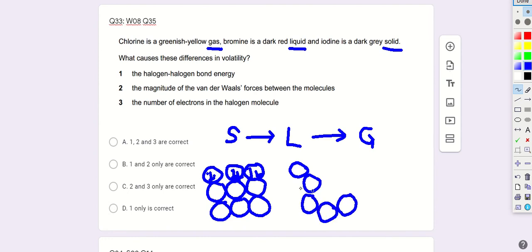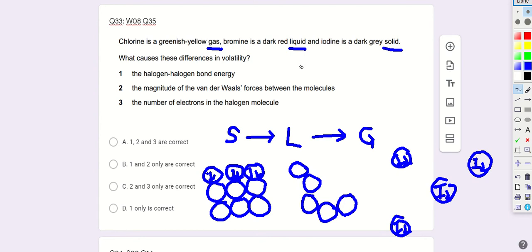No longer attached to each other on all four sides, it has become more random like this. Then turn into gas, further apart. They are all I2. Now I'm only using iodine as an example, but it will be the same for all these halogens.